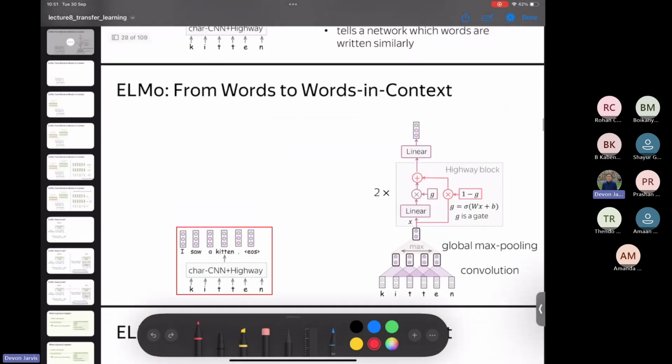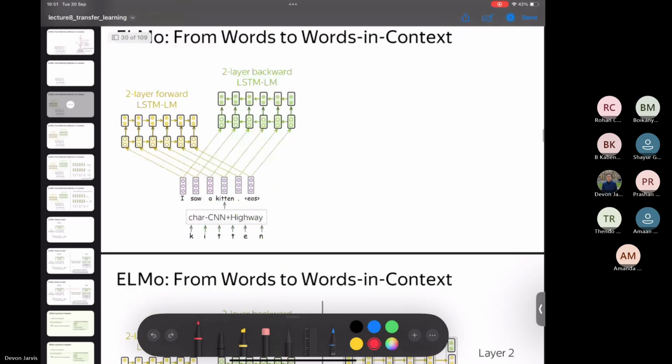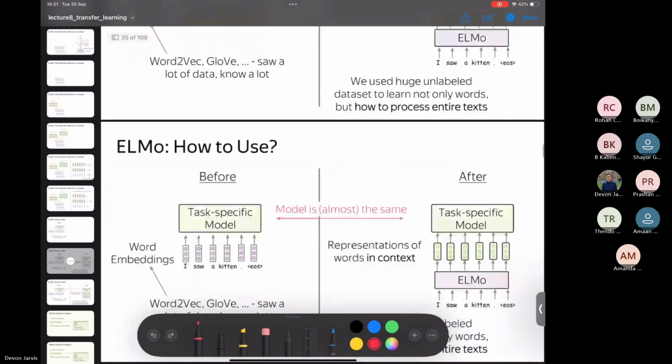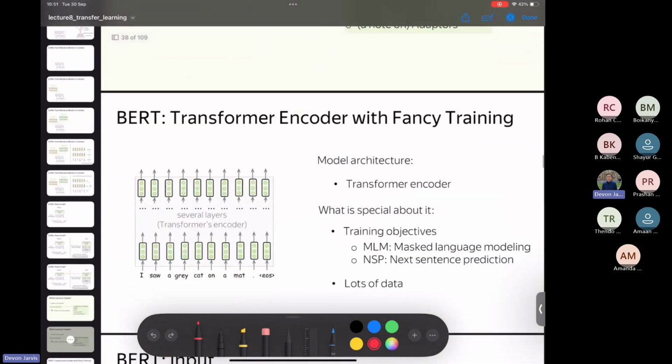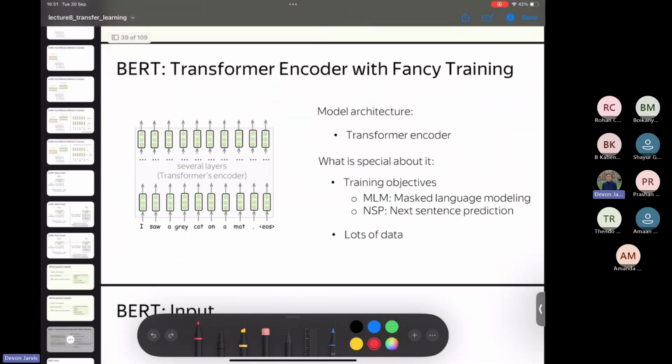No, it's the number of blocks that you have. You have two of these highway blocks on top of each other. So it's just that. This thing would then produce another X, which would then essentially go back in here, and you would do it once more. Cool. Yeah, good question. Anything else?